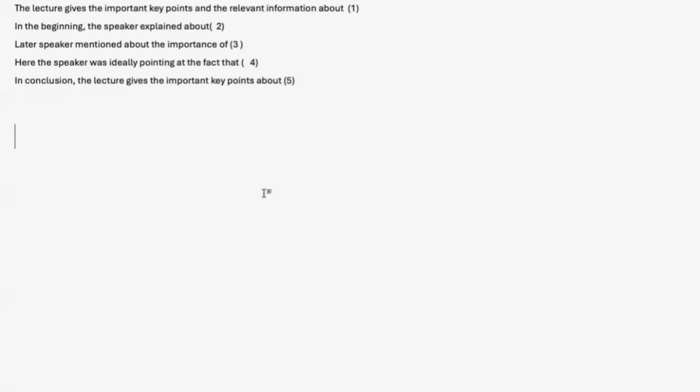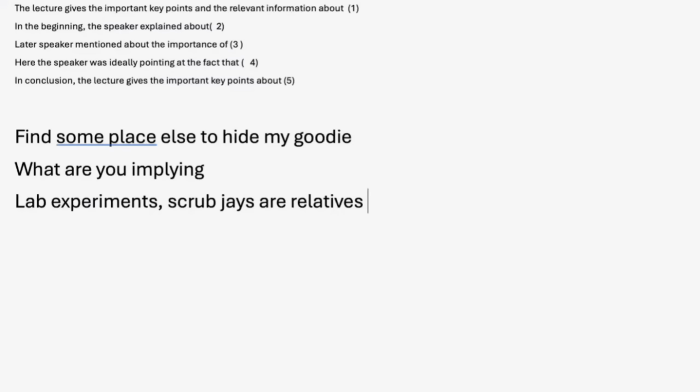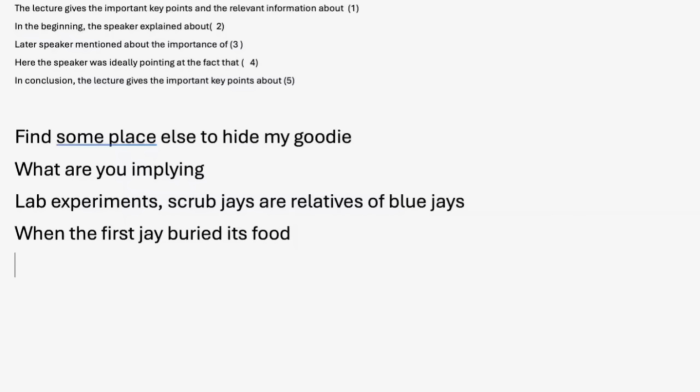Hon, what are you doing with all that candy? Oh, great. Now I'm going to have to find someplace else to hide my stash of goodies. You just can't trust anyone these days. Now, if that isn't the pot calling the kettle black. What are you implying, Yael? Well, did you know that in several laboratory experiments, scrub jays, relatives of the blue jay, hid their extra food more cautiously when other jays were around? In fact, if another scrub jay were visible when the first jay buried its food, the first jay was more likely to dig up the food later and rebury it in another location.